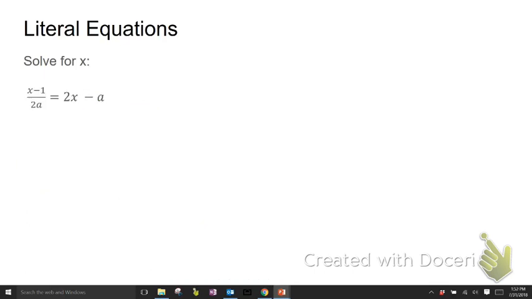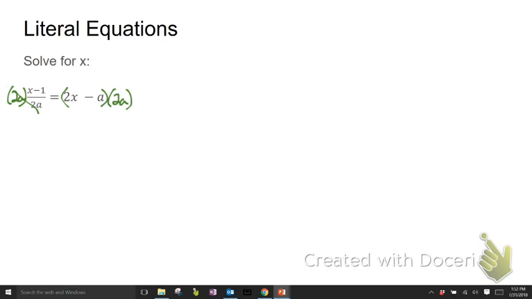Okay, one more. As I'm looking at this problem, I can see that I've got 1x here. I've got my 2x there. Our ultimate goal is going to be to get those onto the same side of the equation. But this fraction is kind of throwing us off, so I'm just thinking out loud. Let's get rid of that fraction. So I'm going to multiply by 2a on each side of my equation. Anything I do to one side, I'll do to the other.